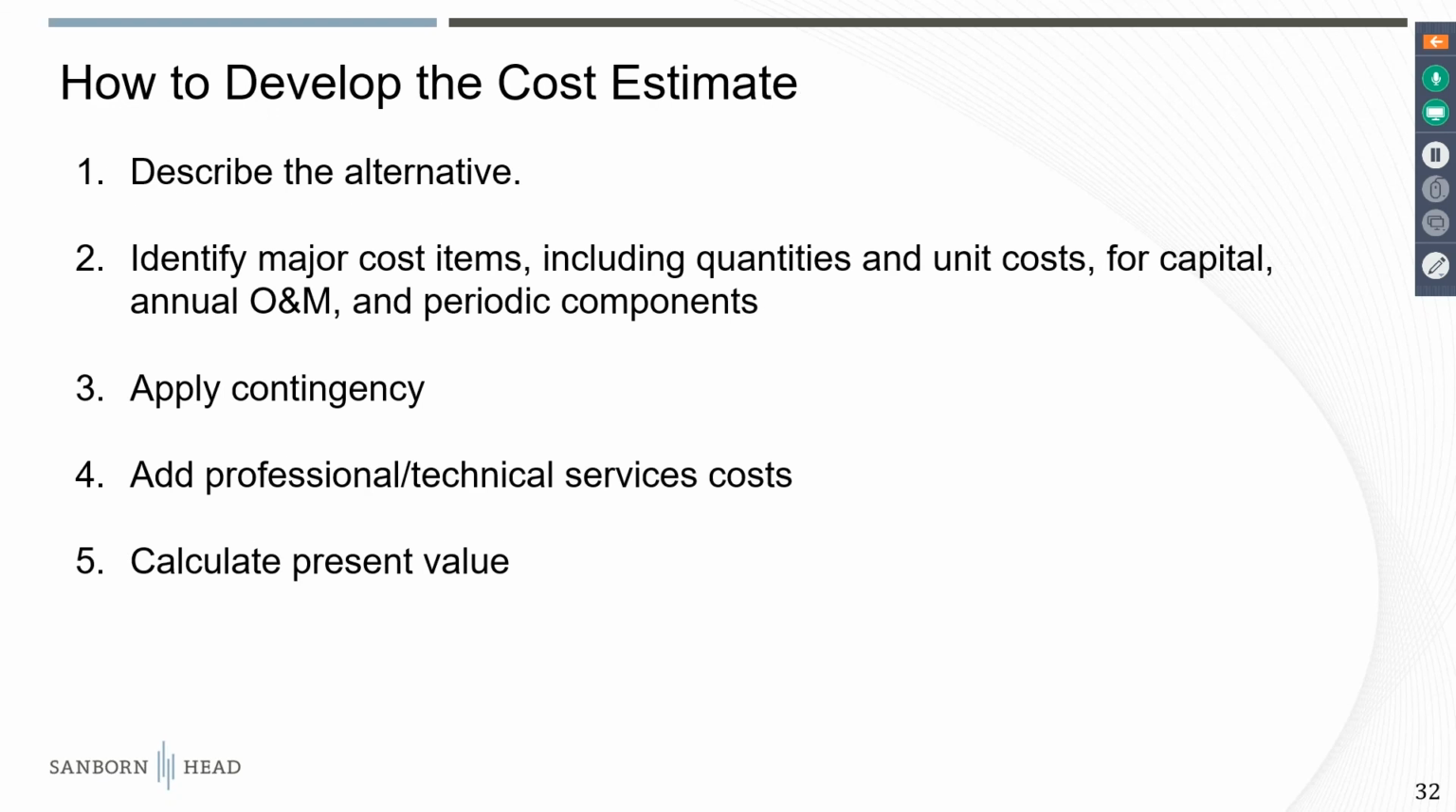So when you're putting a cost estimate together, just some basic steps of what to do. Obviously, you want to have the alternative well described with the major items. Basically a conceptual design fleshed out to a level sufficient to support a cost estimate. And then contingencies are always an important part of feasibility level cost estimates to account for the uncertainty that you still have at the FS level. Professional and technical services come in as well. And then lastly, you calculate a present value. And the point of the present value is to try to compare apples to apples. You're getting all your alternatives on a common metric, which we'll look at in a second.